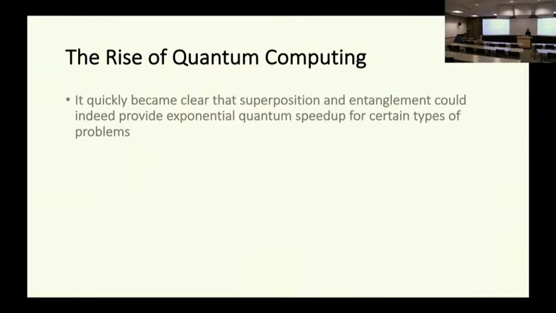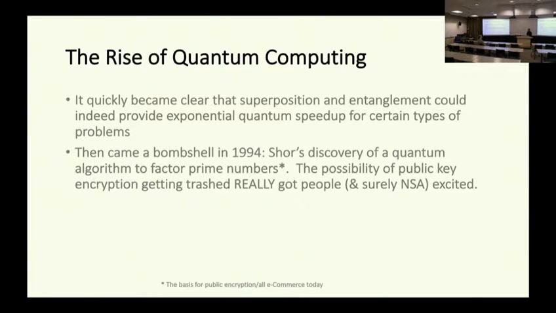And so people worked on this some more, and it became clear fairly quickly that superposition and entanglement can actually be used in a practical way to get exponential quantum speedup over certain types of problems. In 1994, Shor's quantum algorithm for factoring large numbers came out, which is, by the way, the basis for all public-key encryption and e-commerce that we have today.